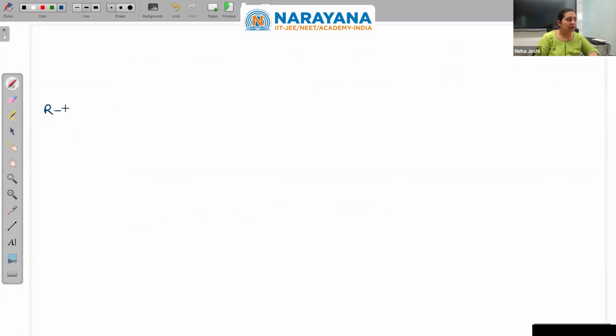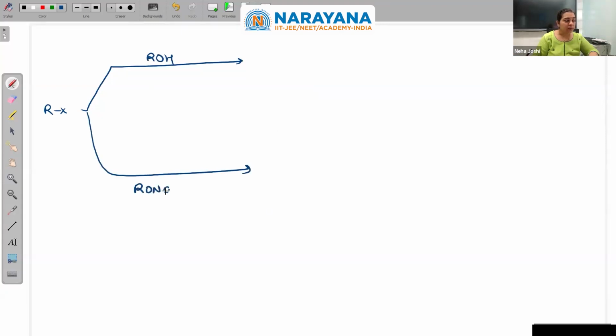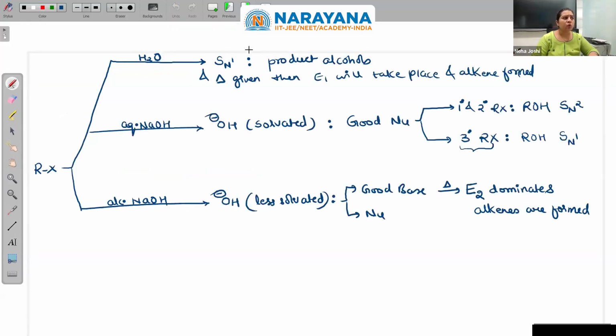See, alkyl halide is made to react with alcohols. And then the Williamson reaction, RONa. Now, if they are made to react with alcohol, like water, you will have everything like water.